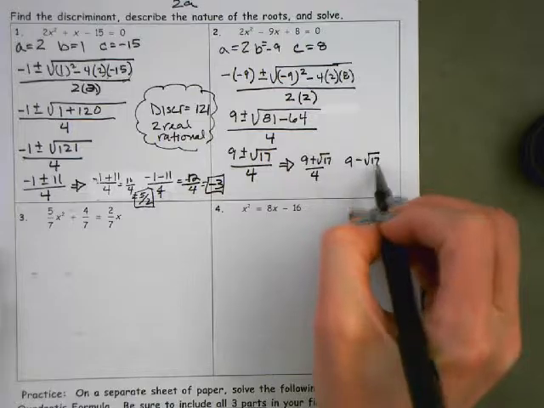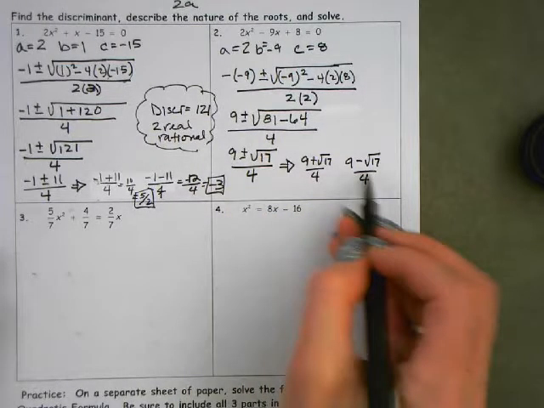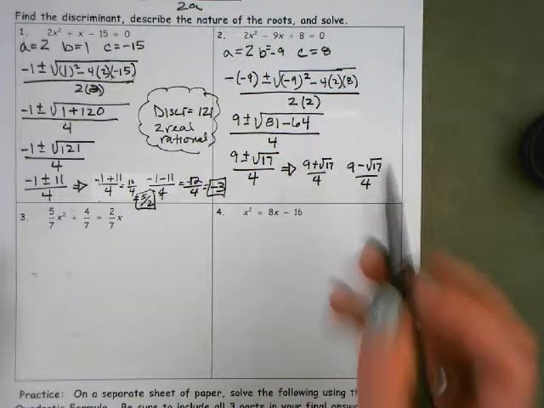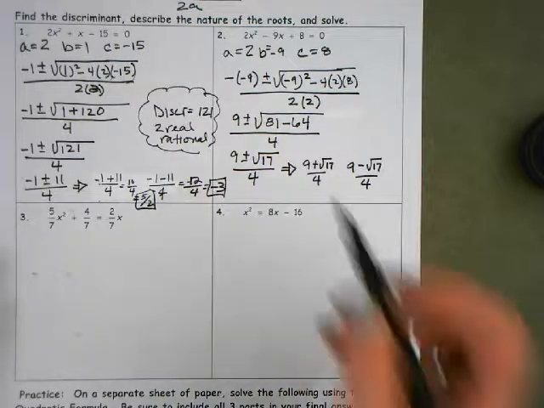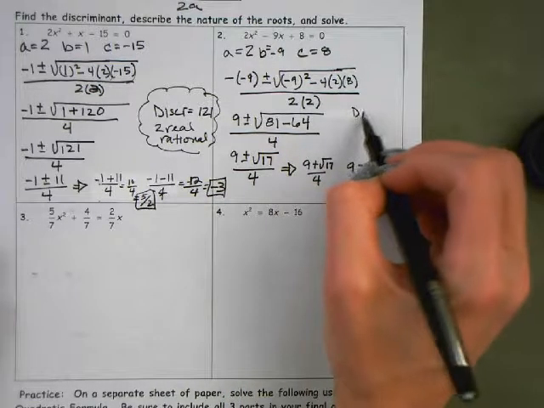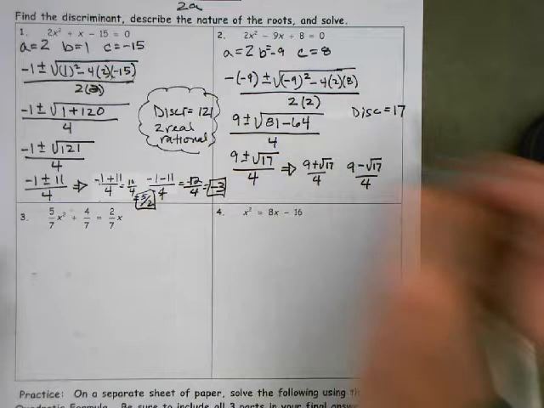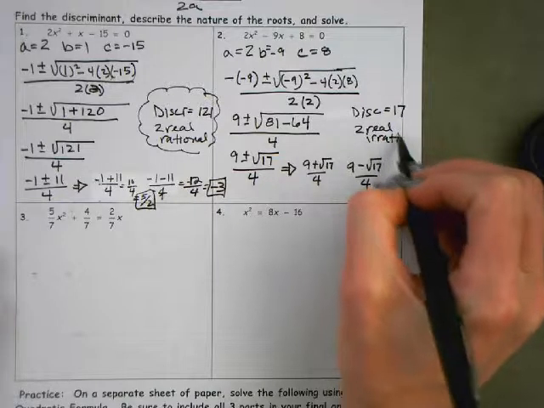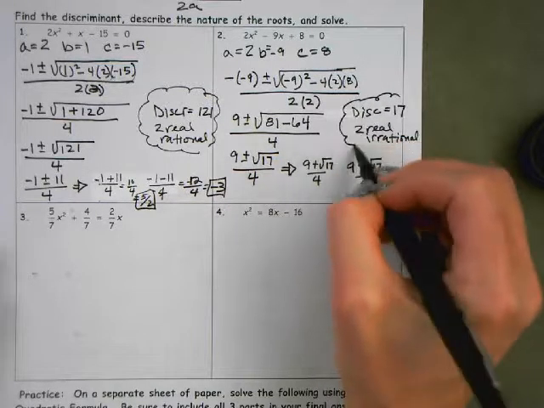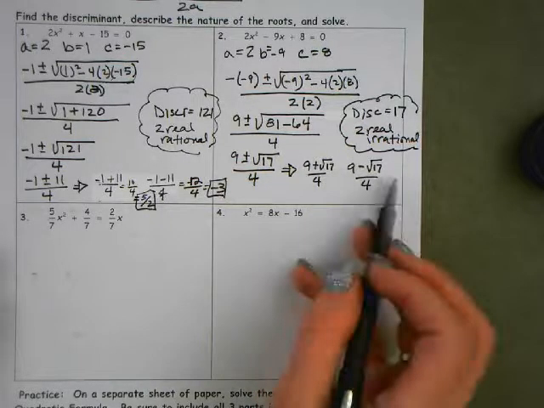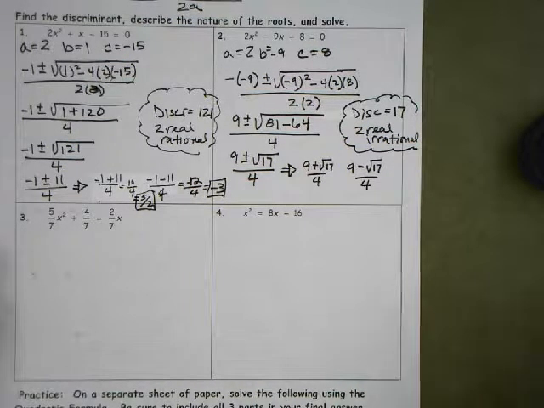You can leave it like this, or you can separate it. Okay? But you can see how this is irrational, like the square root of 17 goes on and on and on, right? Notice how it's a non-perfect square, right? So your discriminant is 17, which tells you that you have two real irrational numbers. Does that make sense? You can't get any further. You can convert it to a decimal and actually find a decimal number, but this is fine. Okay?